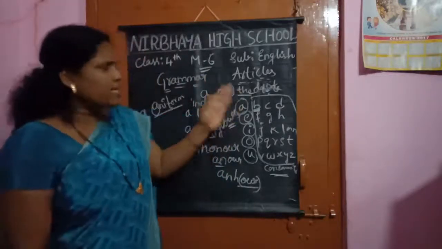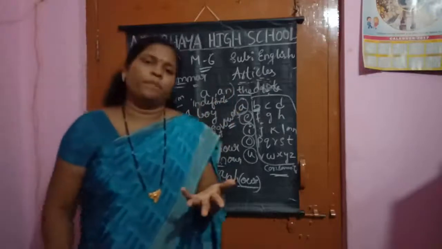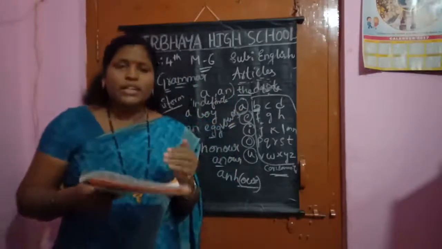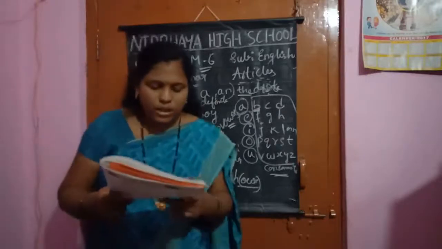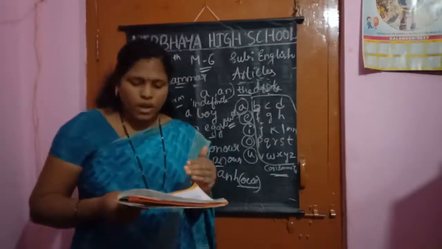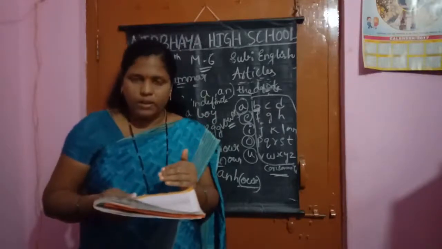And coming to the last article, what is the third article? The. Yes, children. The is called the definite article. It is used for unique things. It refers to a specific or particular noun, or something that has already been talked about.